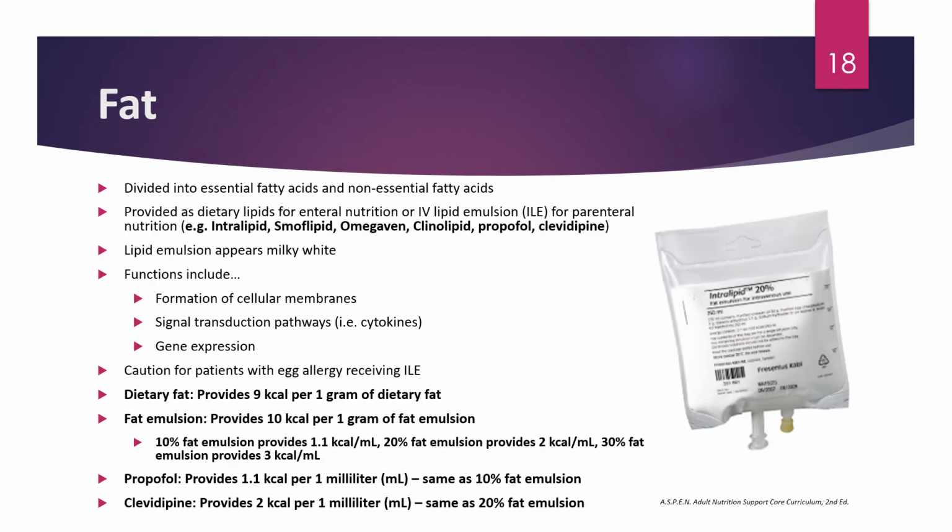We also have fat as another one of our macronutrients. So we have essential fatty acids and non-essential fatty acids. It's important for us to give fat in the diet, because fatty acids are very important for the propagation of cellular membranes, signal transduction pathways, and gene expression. Whenever we're referring to enteral nutrition, we have dietary lipids that provide the means for lipids within tube feeding. And then we have IV lipid emulsion, also known as ILE, for parenteral nutrition.